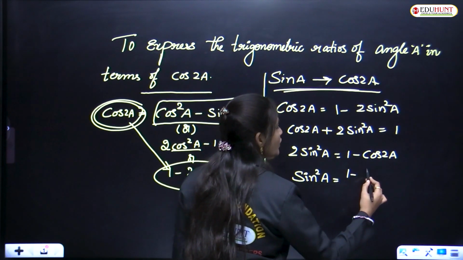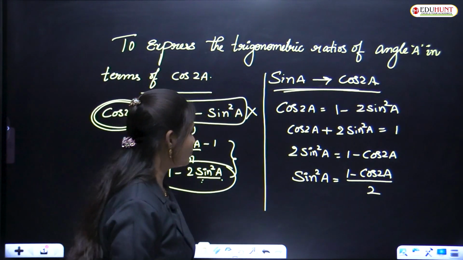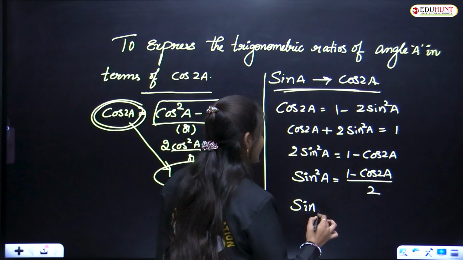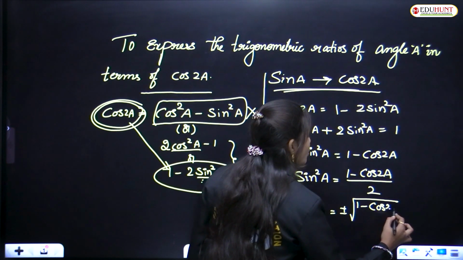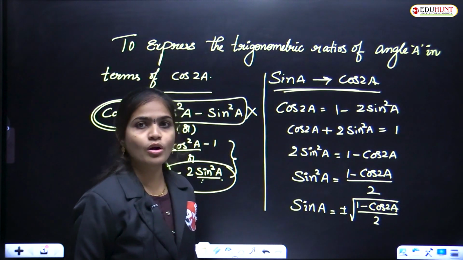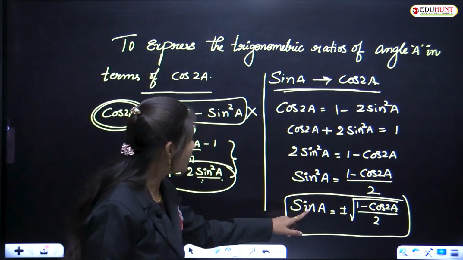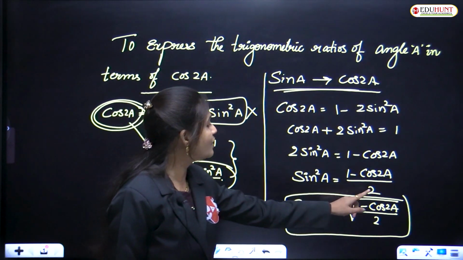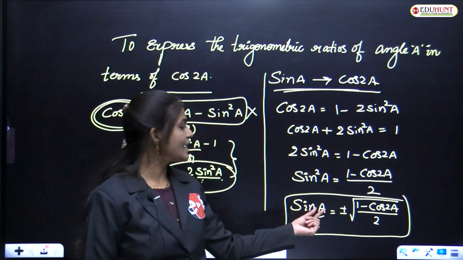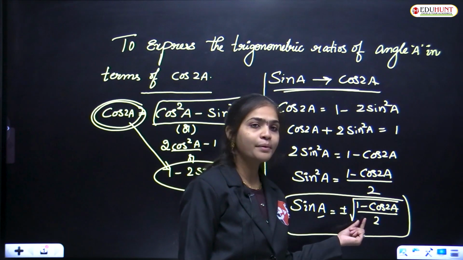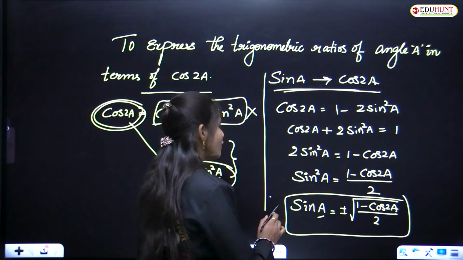So sin square A is equal to (1 minus cos 2A) by 2. Here we require sin A only, so sin A is equal to plus or minus square root of (1 minus cos 2A) by 2. So this is the first formula: the trigonometric ratio of the angle A, which means sin A, in terms of cos 2A. Sin A is equal to plus or minus square root of (1 minus cos 2A) by 2. Understand? This is the first formula.